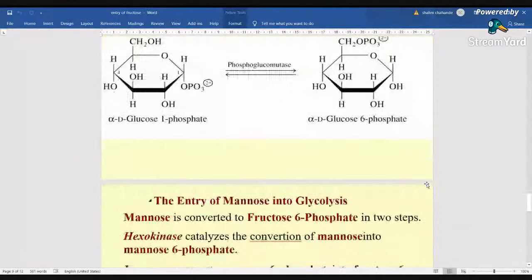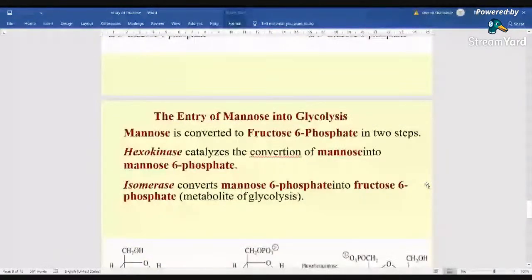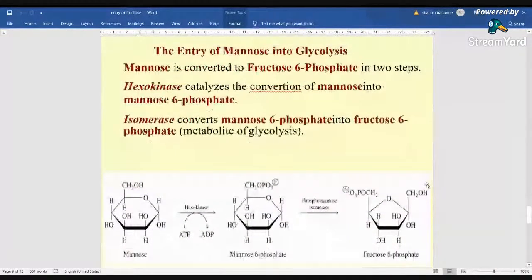Then comes the entry of mannose. This is also very simple. Mannose is converted to fructose 6-phosphate in 2 steps. See, fructose was converted in 3 steps, galactose in 4 steps, and mannose is converted into fructose 6-phosphate in 2 steps. Hexokinase catalyzes the conversion of mannose into mannose 6-phosphate.